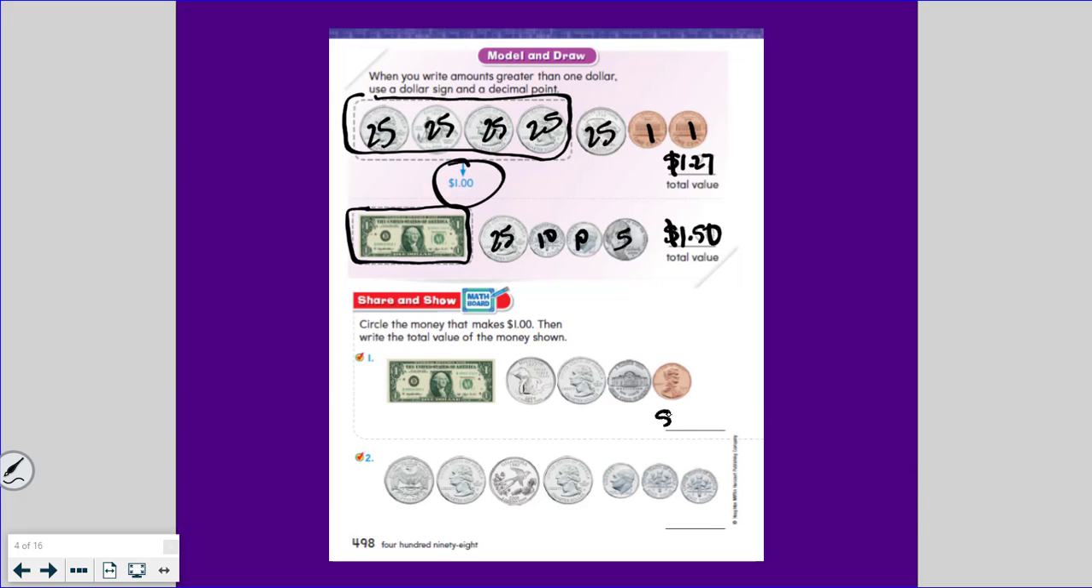Make sure you write it in dollar and cent notation, so you have to have a dollar sign. And then you're going to write the amount. So go ahead and pause your video, do number 1 and number 2. Okay, so let's see how you did.